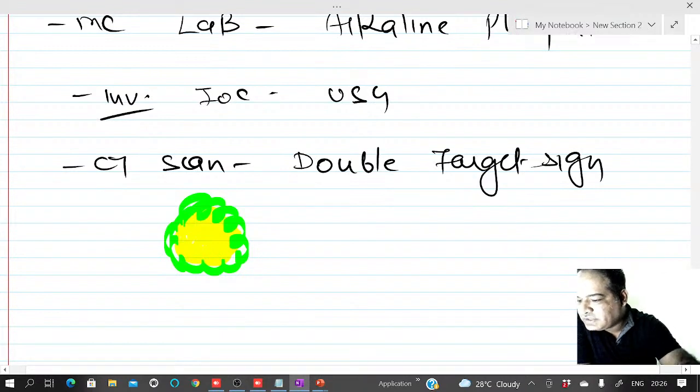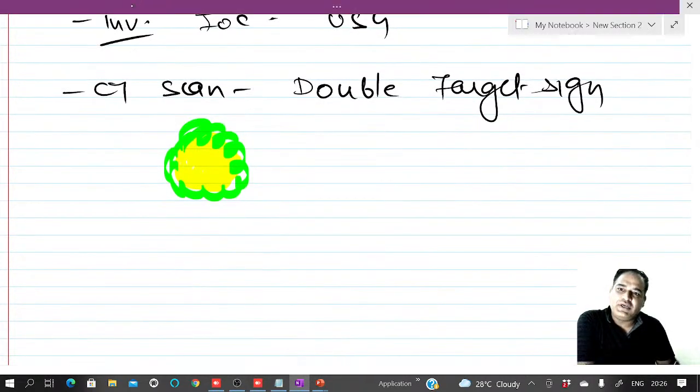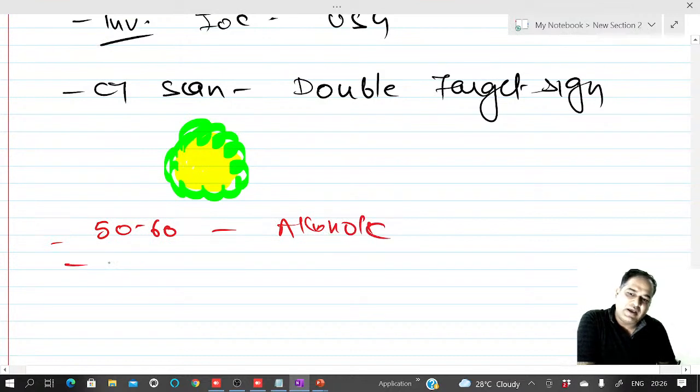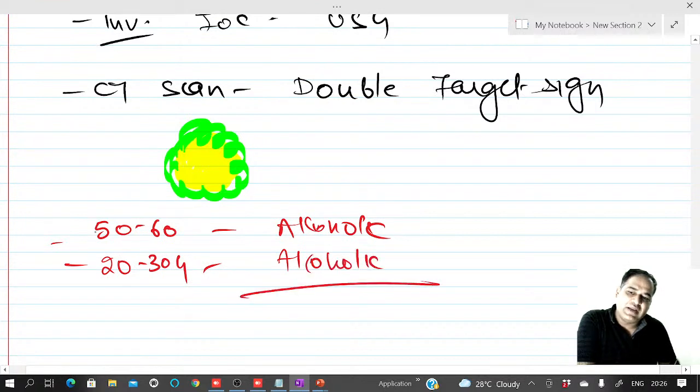Fine. Yes, Jawaharji, it is common, let's say. The most common age is middle age. Yes, it is common in alcoholics. Fine. But amoebic liver abscess is also common in alcoholics. Fine. That is the difference there.